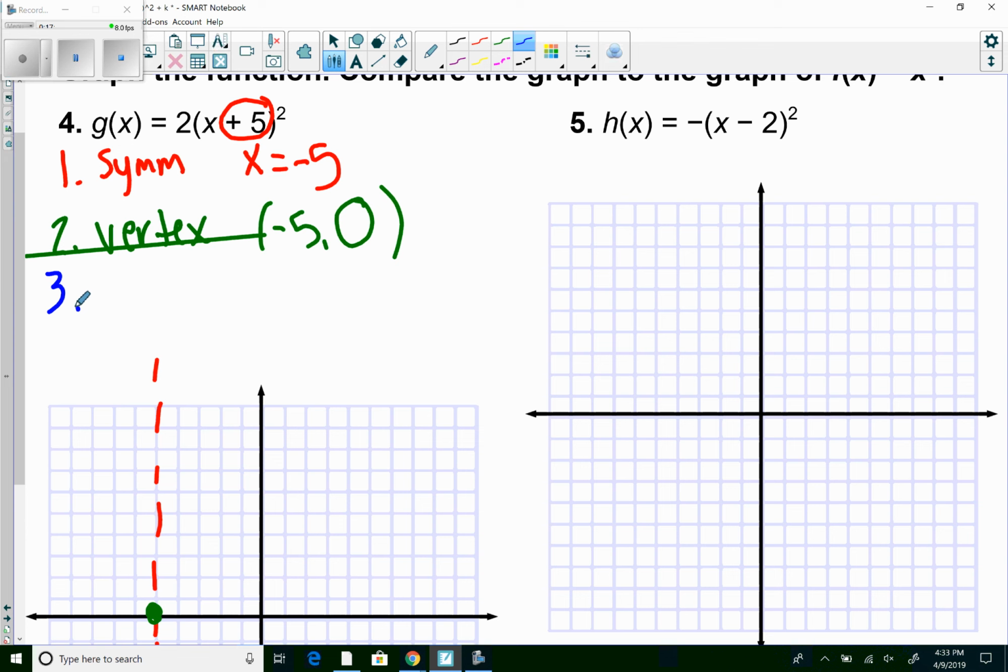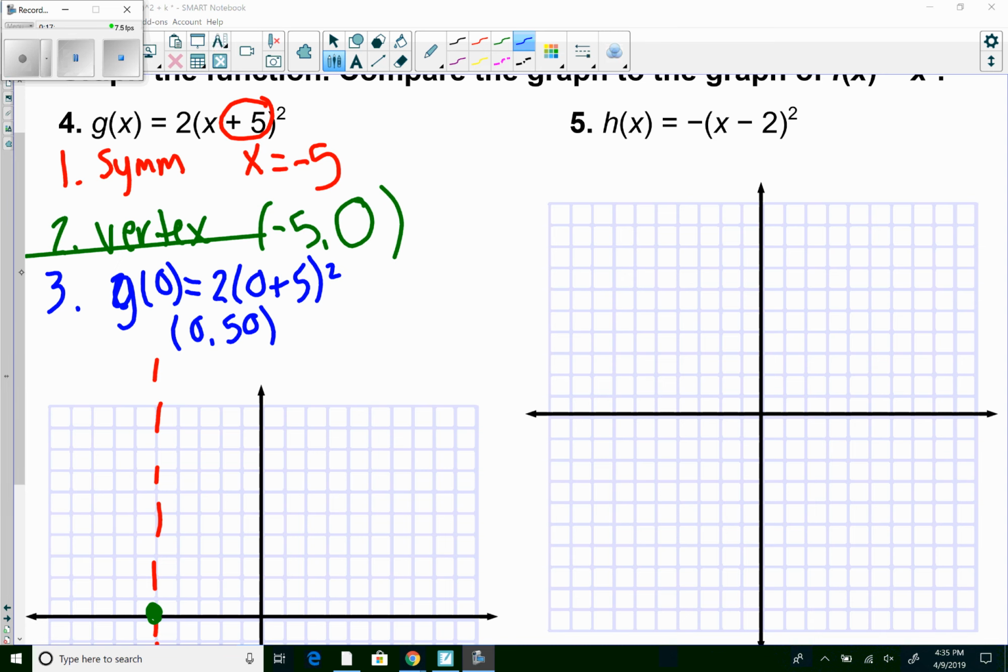Third thing, I've got to find 2 points. One of them that's really, really easy to find is your y-intercept. Go ahead and find g of 0. Plug 0 into that function. 2 times (0 plus 5) squared. 5 squared is 25. 25 times 2 is 50. So that's going to be at 0, 50. Probably not a great one for us to do right now.